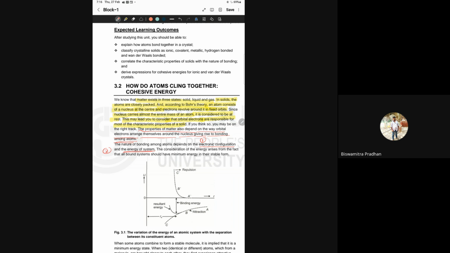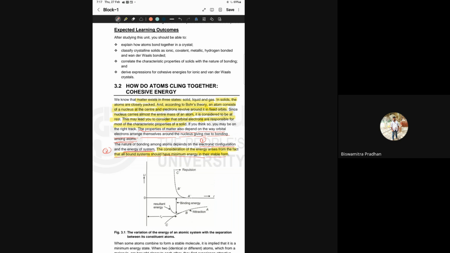The consideration of energy arises from the fact that all bound systems should have minimum energy in their stable form. If we are talking about stable form, then the energy must be minimum.